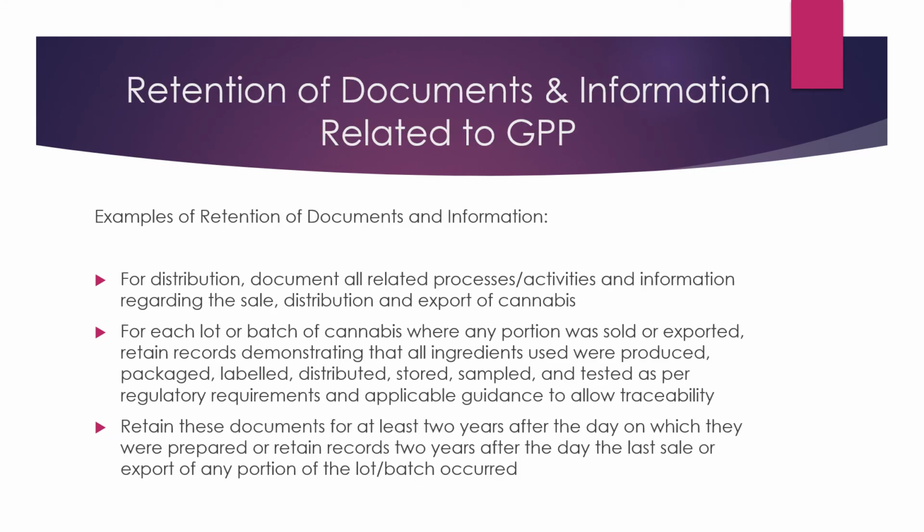Here is an example of practices and principles that help your SOP to be compliant with good production practices requirements. This example is on retention of documents and information. So under distribution, you would have documented all related processes, activities, and information regarding the sale, distribution, and export of cannabis. And for each lot or batch of cannabis where any portion was sold or exported, you will retain records that demonstrate that all the ingredients used were produced, packaged, labeled, distributed, stored, sampled, and tested as per regulatory requirements and applicable guidance. This will allow traceability.